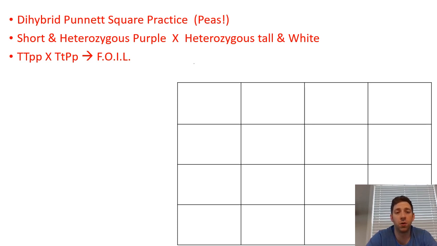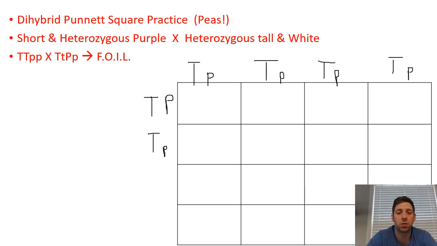When we FOIL: first, outer, inner, last. First, outer, inner, last.